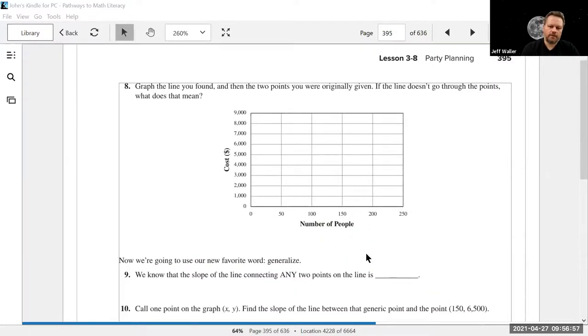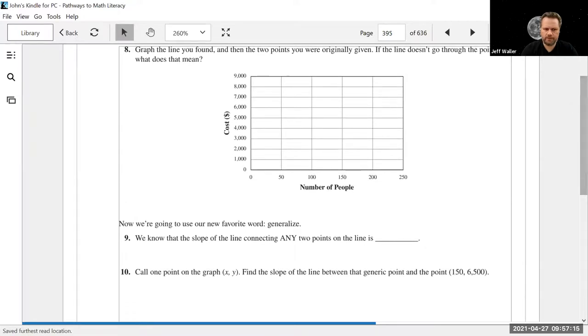Okay. All right, so remind me, what were the 2 points they gave us? 150, 6,500, and 200, 8,500. All right, so let me line this up a little better here. All right. 150, 6,500, right? Is everybody cool with where I just put that point? Yes. And 200, 8,500, right? So right there.